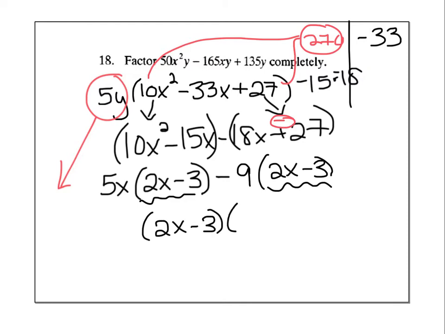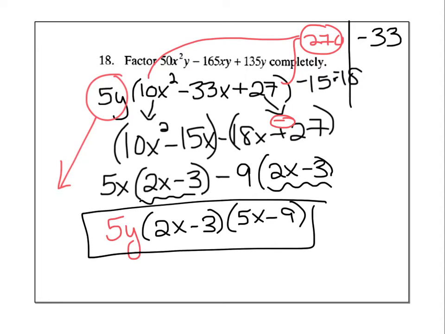Bring down the other parts, 5x minus 9. And then I've got my GCF that has to come down, which is 5y. And there's the factored form of our expression.